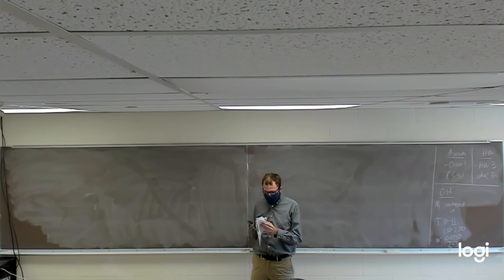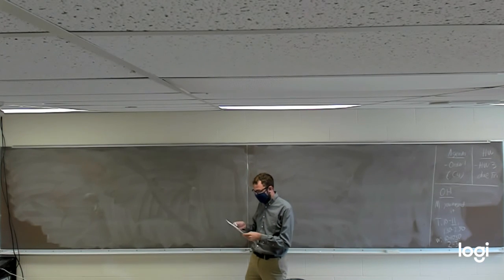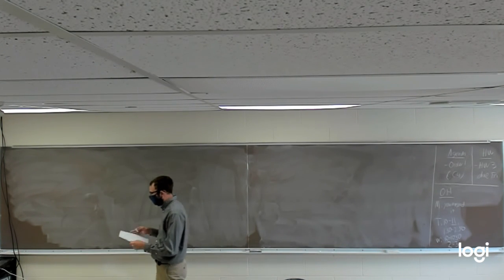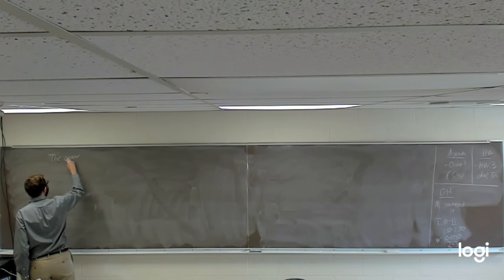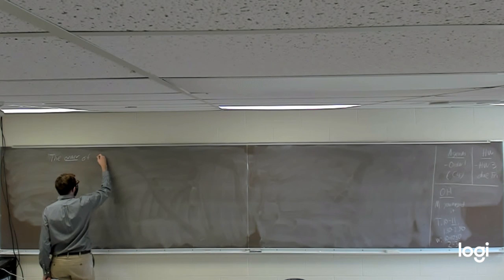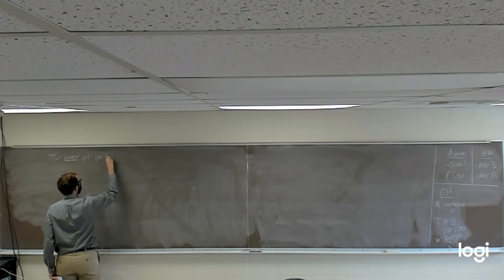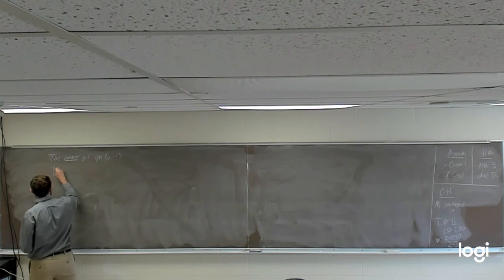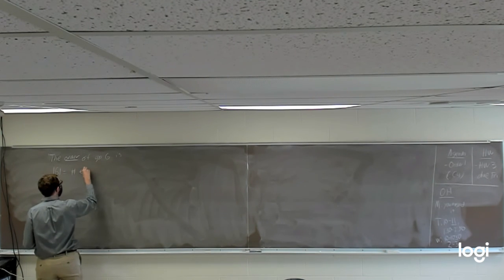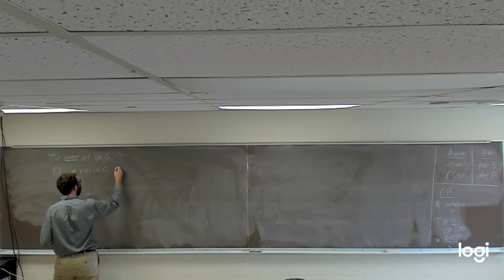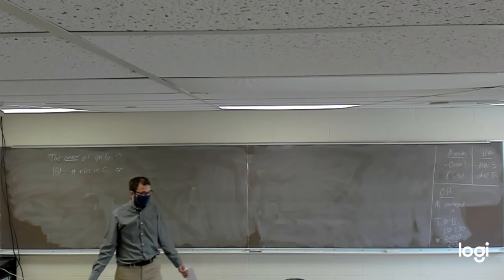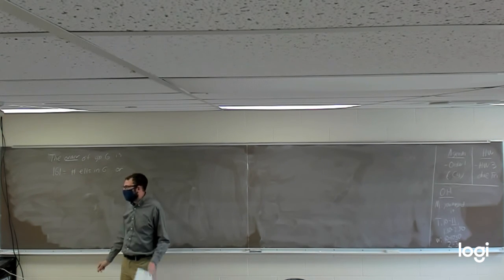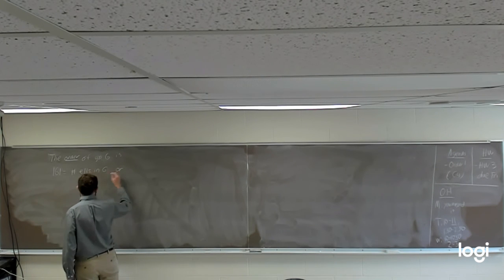If you're following along in the packet, I'm on page 5, where order is bolded at the top. So in general, the order of a group is just the number of elements in a group. If G is a finite group, then it's just straight up the number of elements in G. If G is an infinite group, we just say that the order of G is infinity.